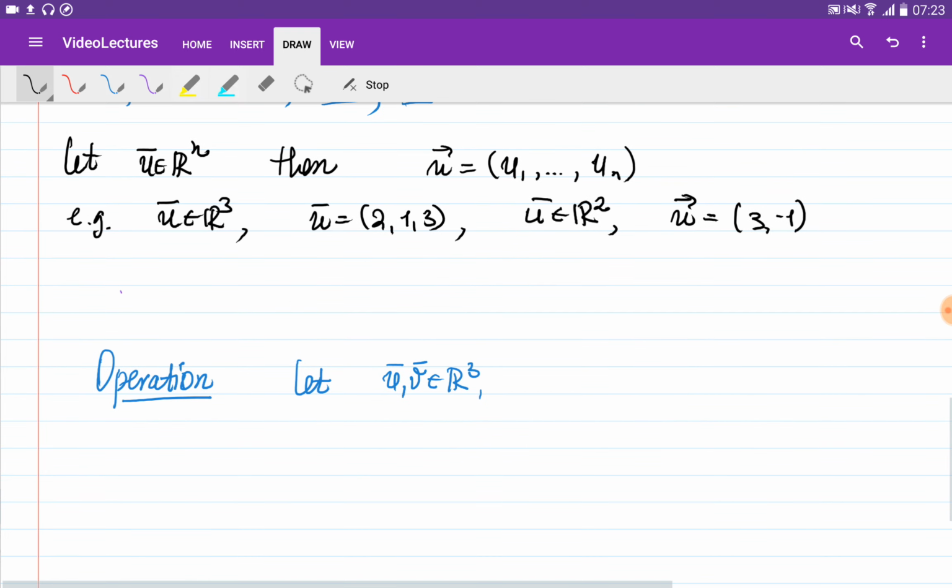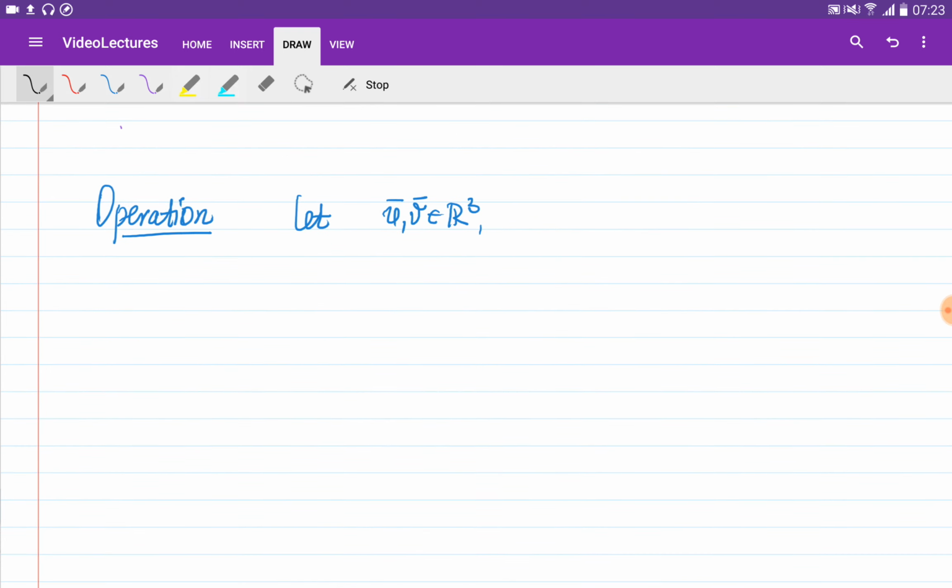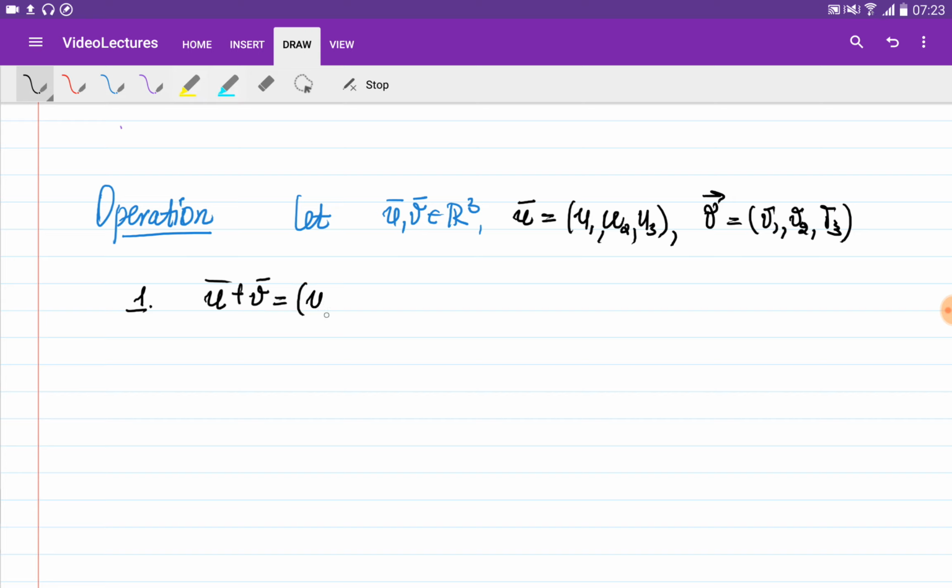So let's discuss the operations with the vectors. Let's say we're given vectors in 2D or in 3D, and let's denote the general vector u with the coordinates u1, u2, u3, and let's denote the coordinates of the vector v as v1, v2, v3. So we can add or subtract the vectors. So u plus or minus v, this is going to be (u1, u2, u3) plus (v1, v2, v3).